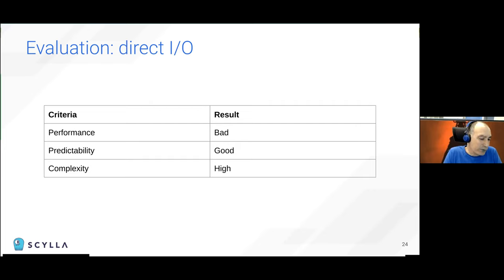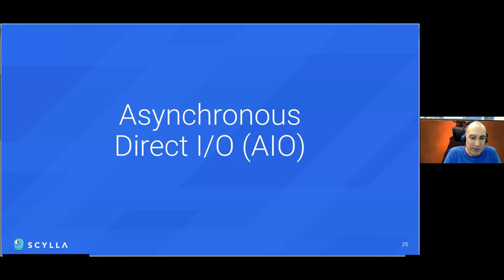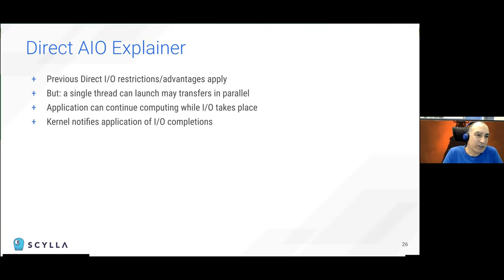So that's direct IO, and it's really just a stepping stone to asynchronous direct IO. So what is asynchronous direct IO? It's like direct IO, but instead of a single thread managing just one transfer at a time, this single thread can launch multiple transfers. And not only can it launch multiple transfers, it can also continue doing other things while the transfers are happening. So that's the asynchronous part.